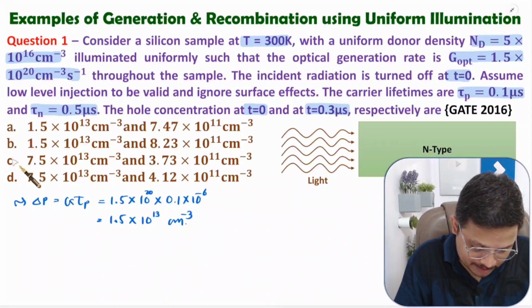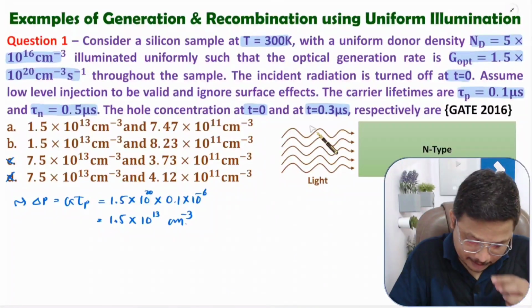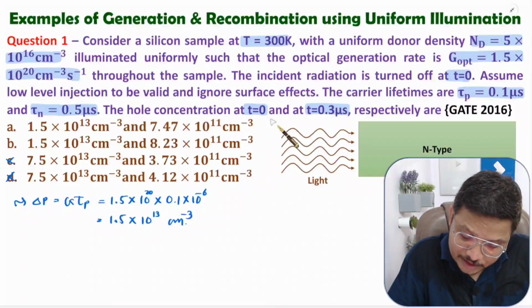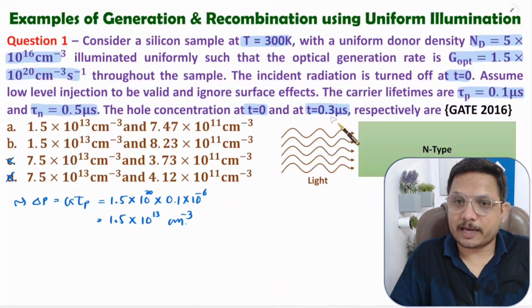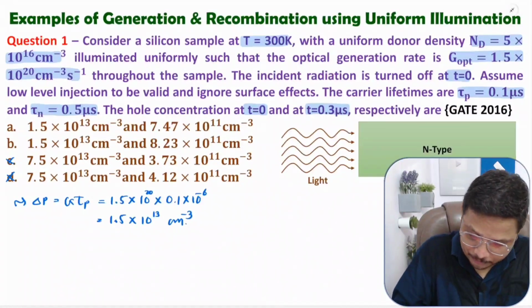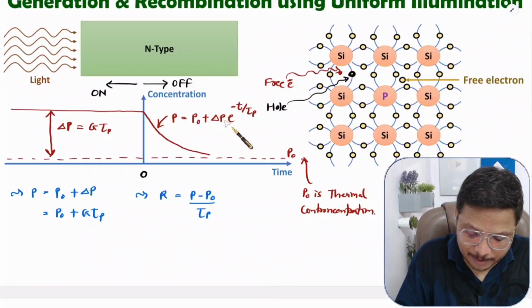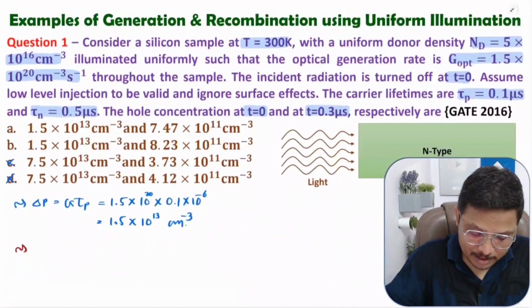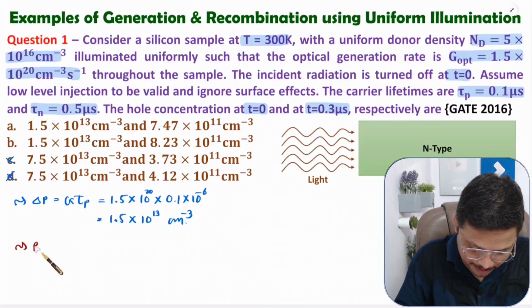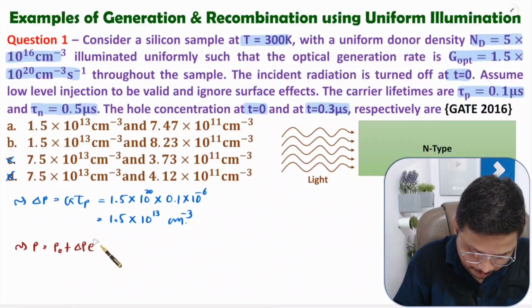So if you observe options A, B, C, D, these two options are false, that you can say. Now we need to find the hole concentration at T equals 0.3 microsecond. So that even we can calculate. In my last video I have explained that, right? You see, P is equal to P naught plus delta P into e to the power minus T by tau P, right? So that is the basic formula that we'll be using over here.